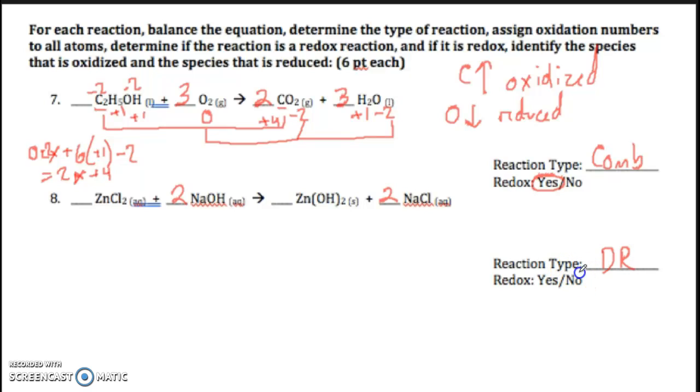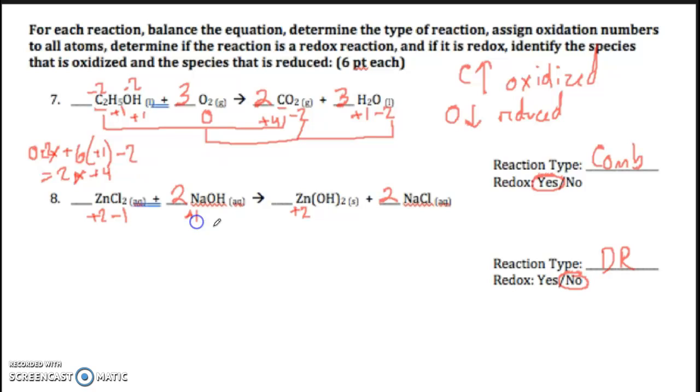And a double replacement is never redox. But to get the points, you still had to assign all the oxidation numbers. So zinc is always a +2. So if that's a +2, that's a +2. This chlorine then, if that's a +2, there's 2 chlorines. So those 2 chlorines together would be a -2, and each one individually would be a -1.